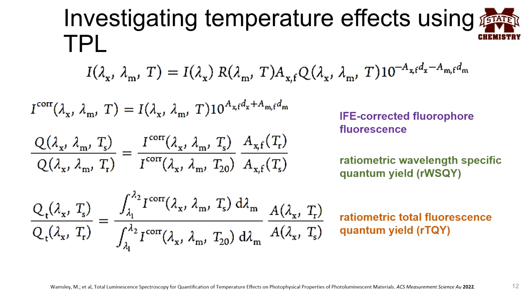This equation is used to determine the inner filter effect corrected fluorophore fluorescence, which can then be used to subsequently determine the temperature effects on the wavelength specific fluorescence quantum yield and temperature effects on the integrated fluorescence quantum yield, as shown in equations 3 and 4. Spectral integration is done by a simple summation of the emission or excitation intensities over the entire excitation or emission wavelength range. Spectral normalization, on the other hand, is performed by dividing the integrated fluorescence emission intensity obtained at the temperature of interest by that obtained at 20 degrees Celsius.